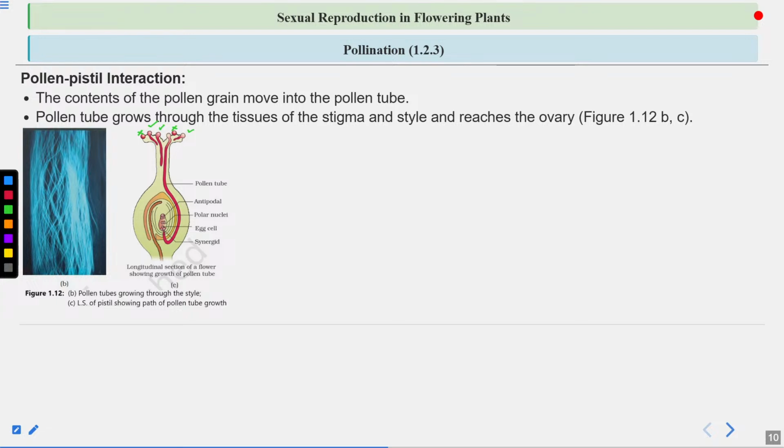The pollen germinates and gives rise to the pollen tube. But if somehow the fertilization doesn't take place, then the fruit will not form. Okay? The fruit will not form. After fertilization only, the ovary changes to fruit, and the ovule changes to seed.